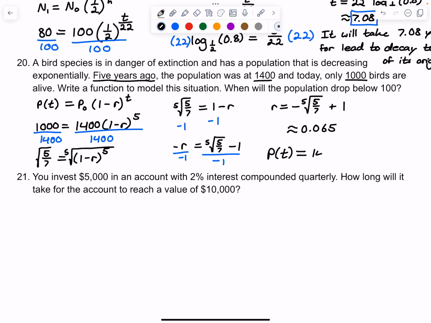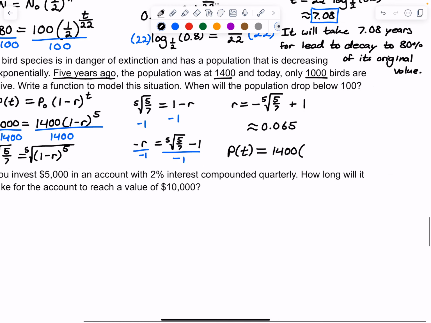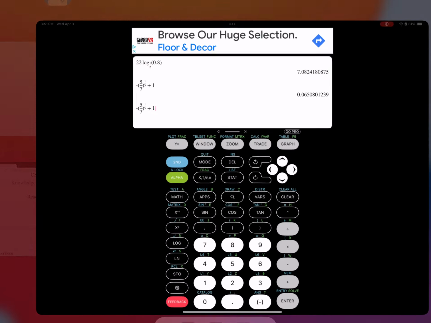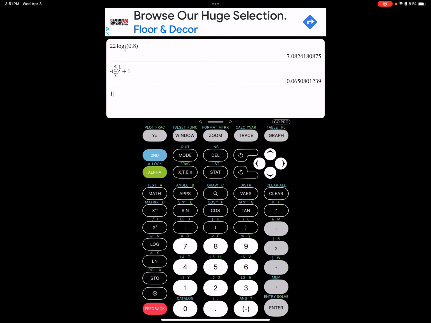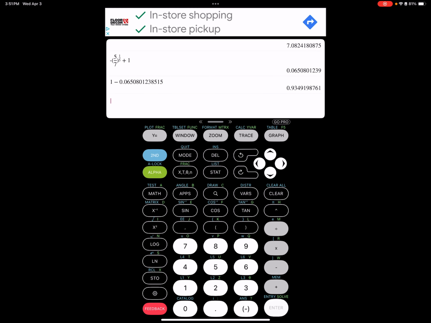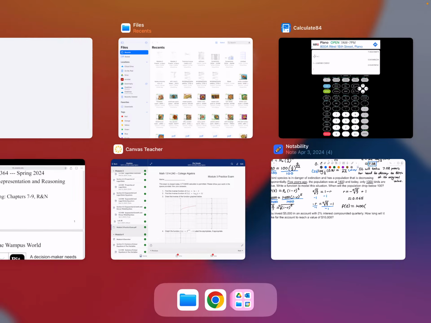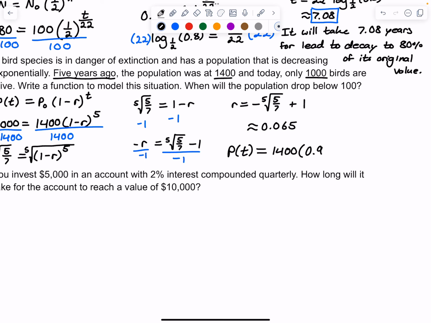Which means if I plug it back into my original equation, the population of birds is equal to, well, P0 we already know is 1,400. And then 1 minus 0.065, 1 minus this number is going to be 0.935. 0.935 to the power of t. Here's a good function to model this situation.